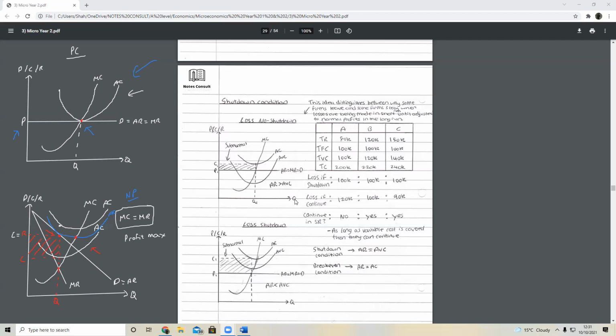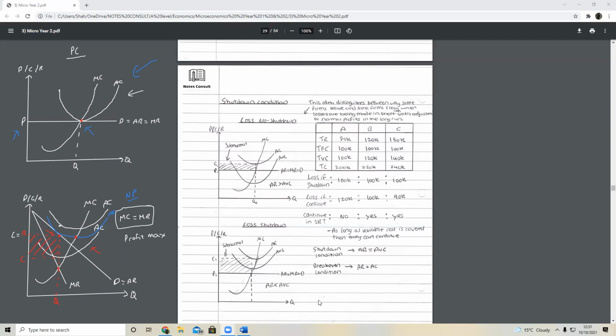So if you see here, can this firm cover its average variable cost? Yeah, it can, because your average revenue is bigger than your average variable cost. And so this firm will continue to produce, it will not shut down because it can still pay its workers, its rent and stuff like that. So it can still produce, and in the long run, they may make normal profits.